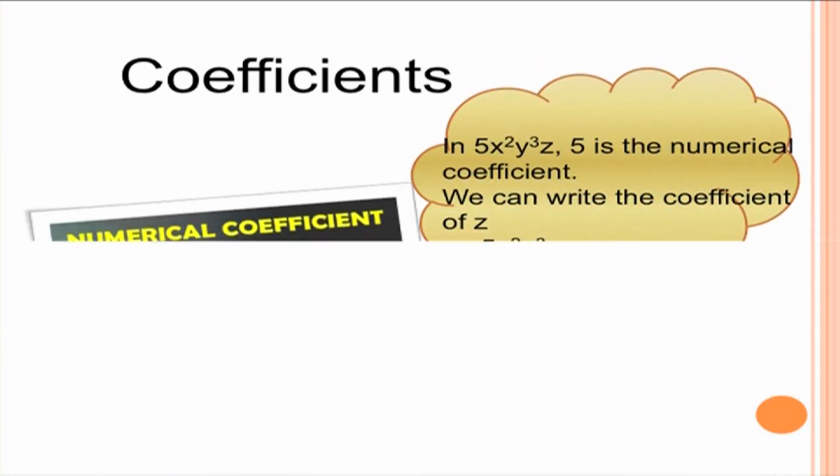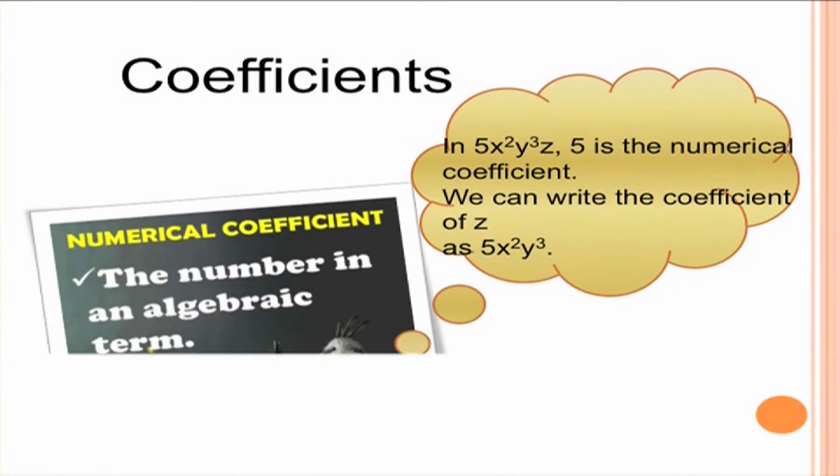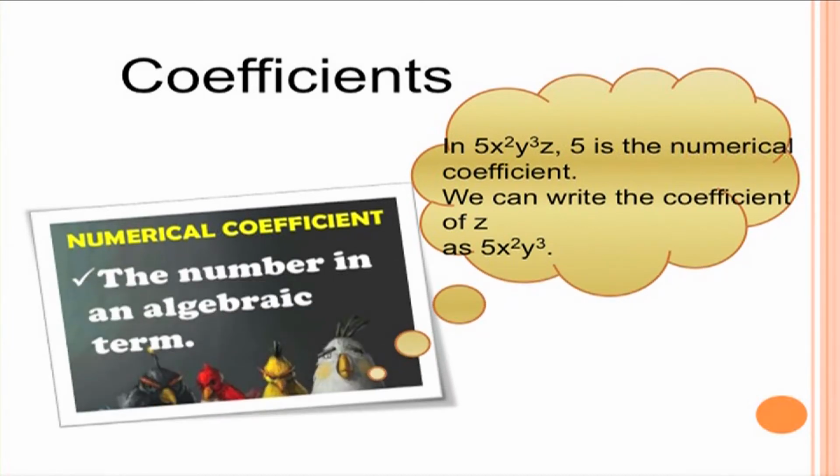Let's talk about coefficients now. A numerical coefficient is the number or an integer in an algebraic term. So in 5x square y cube z, 5 is the numerical coefficient. We can write the coefficient of z as 5x square y cube.